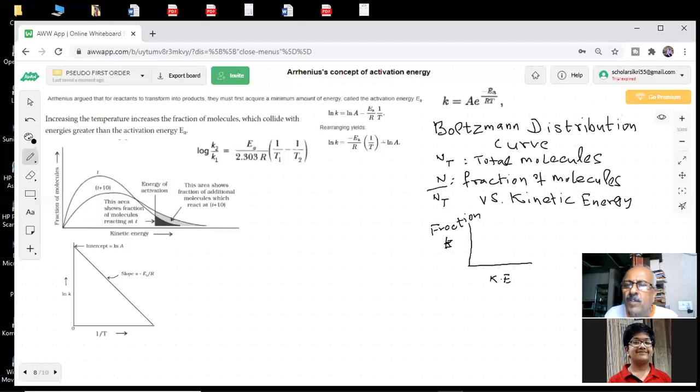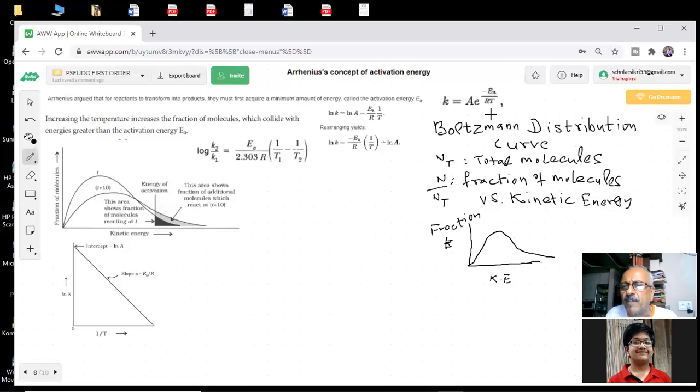So what do you see? You can see that the graph shape comes something like this. What it is showing is the fraction of molecules which have this much kinetic energy. This is the kinetic energy, and this is the fraction of molecules which have that kinetic energy.